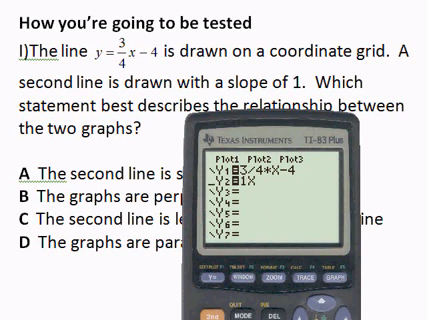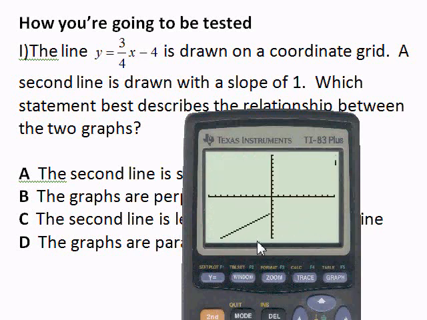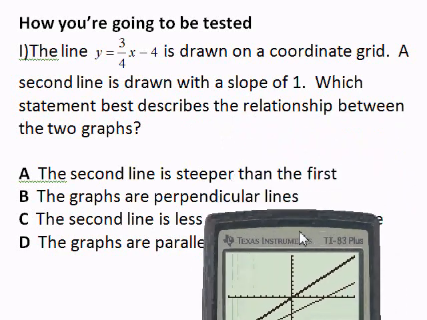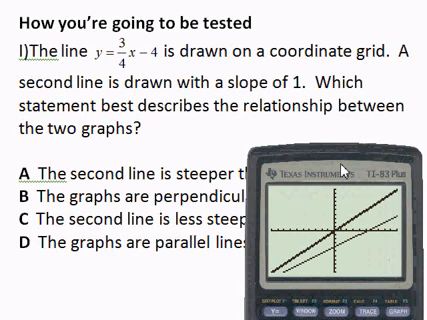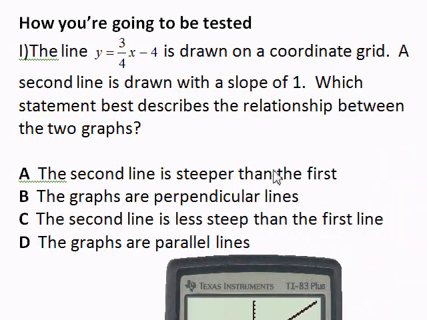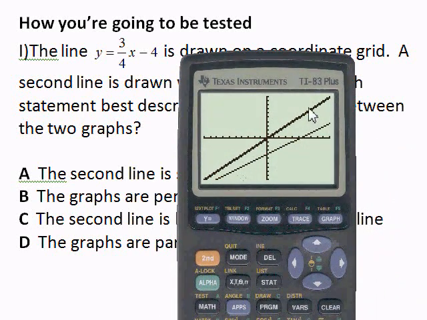Now what I want to do is make my second graph a little darker, so I press enter on that little dash line at the far left of the calculator. And when I graph them, here's our first line, here's our second line. And we can answer the questions about our graphs using our calculator. So, the second line is steeper than the first. Well, our second line's darker. Is that steeper? Does it go up faster than the first one? Well, sure, it sure does. So A is the correct answer choice.